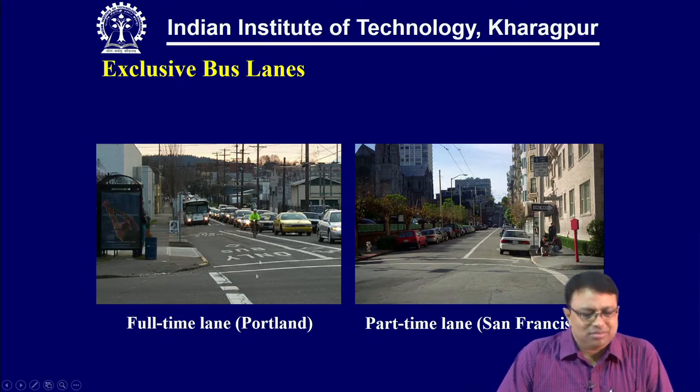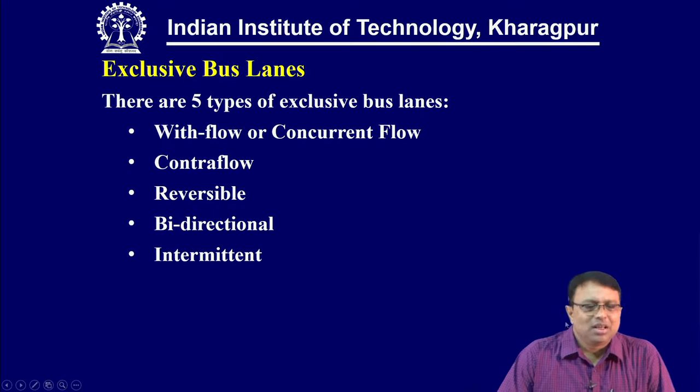Here I have shown two photographs. It could be a full time lane or it could be a part time lane. Part time means you operate it as an exclusive bus lane only maybe during the peak hour, when there is high demand and need. Exclusive bus lanes also could be of five different types: with flow or concurrent flow, that means in the same direction, contra flow, reversible, bidirectional, and intermittent.